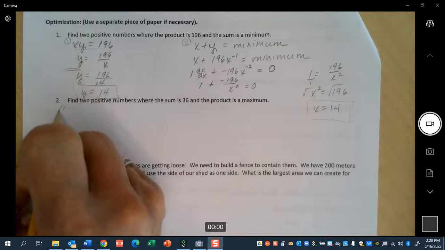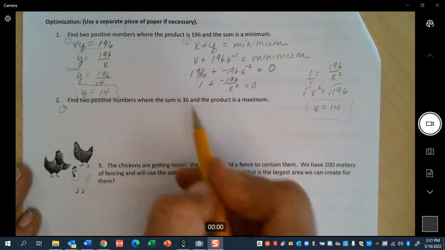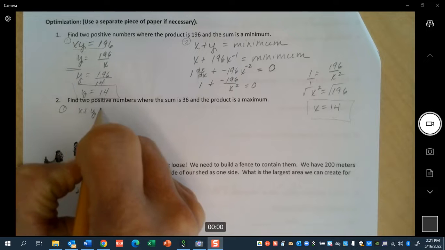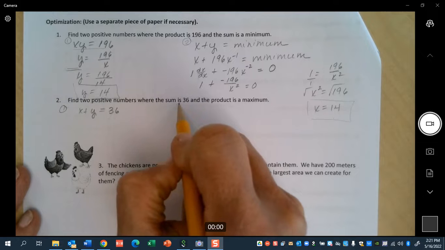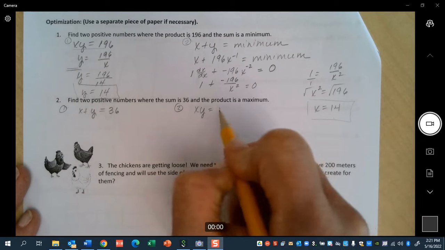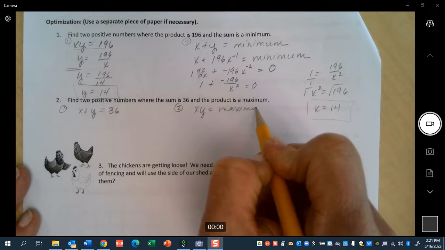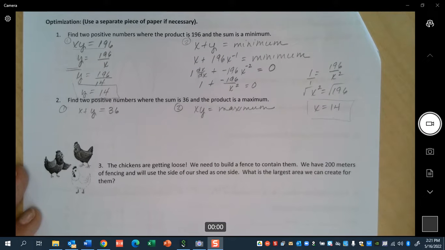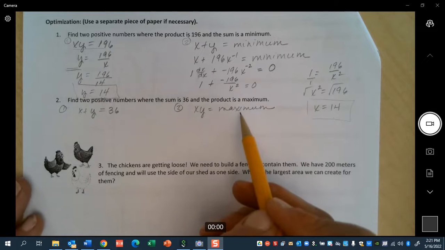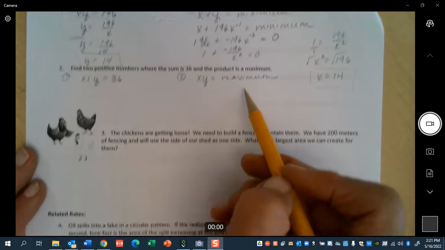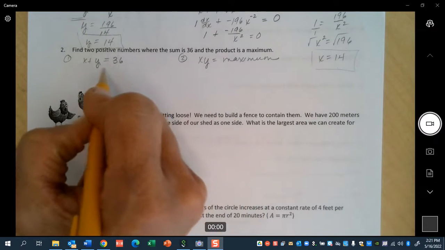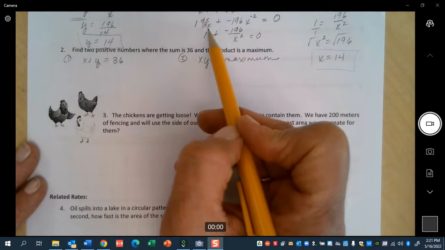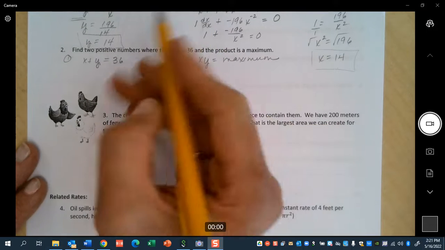All right, let's talk about this one. Two positive numbers where the sum is 36. x plus y is equal to 36. And my product is going to be a maximum. So x times y is going to be a maximum. So because this one has my min or max, that's the one I'm going to be substituting into. Now, it's up to you whether you solve for x or y. It's easier if you go ahead and plug in for y.